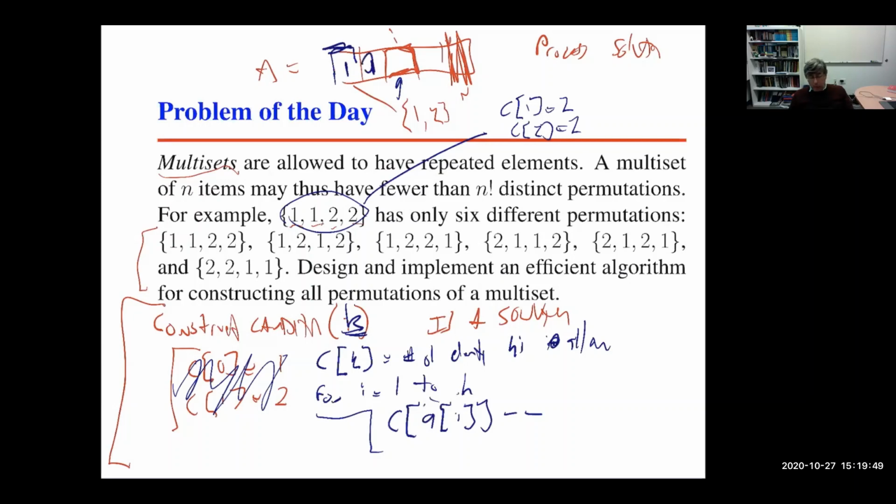If I see a 2 here, I'm going to decrement the remaining number of 2s by 1, right? So C is going to be an array that tells me, for each possibility, how many members of my original set are there. Does everybody get that idea? Any questions? If you don't get it, that's fine.